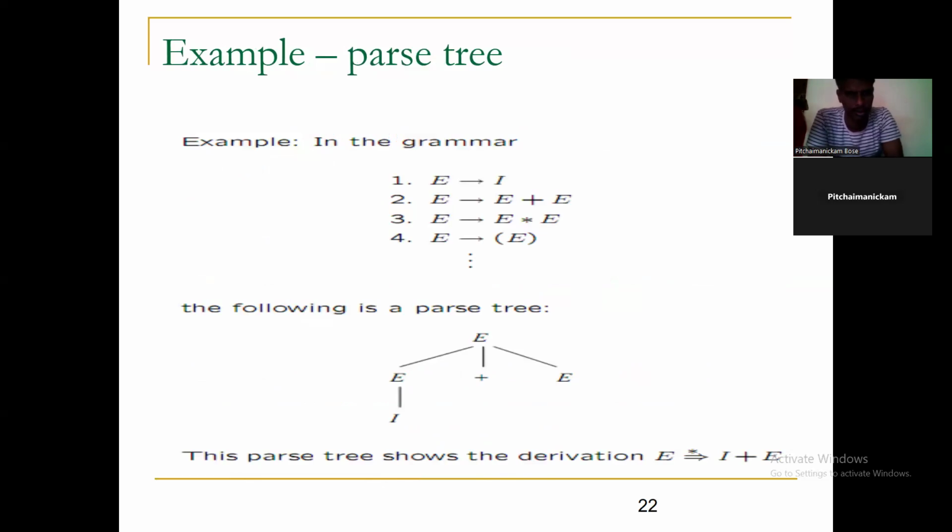For example, this is the given grammar: E derives I, E derives E plus E, E derives E star E, E derives (E) within brackets. Suppose I want to derive the input string I plus E. So this is my input string. How are we going to create the parse tree for the given input string? E is there. E can be replaced with E plus E. Again, E can be replaced with I. Normally, whatever we did with the help of the leftmost derivation should be converted into a tree structure here. So this is one simple example.